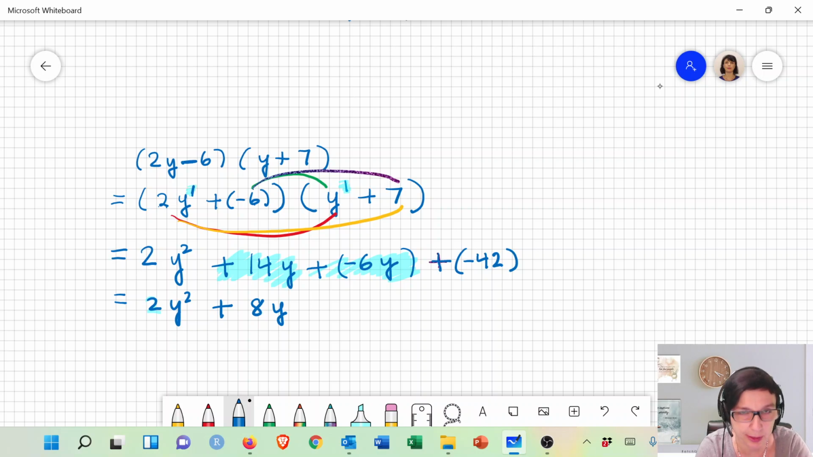Now I have to remember that it's y. It's like 14 apples plus negative 6 apples. Somebody gave me 14 apples and took away 6, so I now have 8 left. But it's apples, not 8 nothing. It's 8 apples, so it's 8y. And then plus negative 42 could just be minus 42. And that's it. That's the answer.